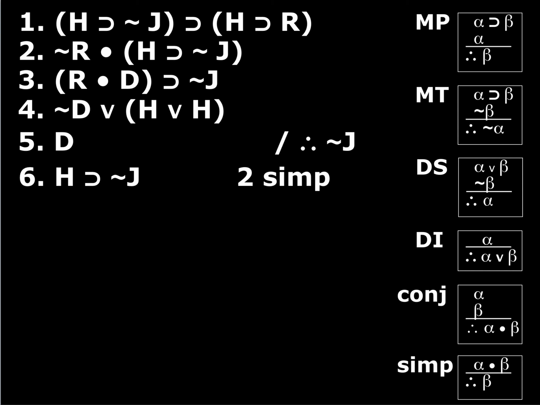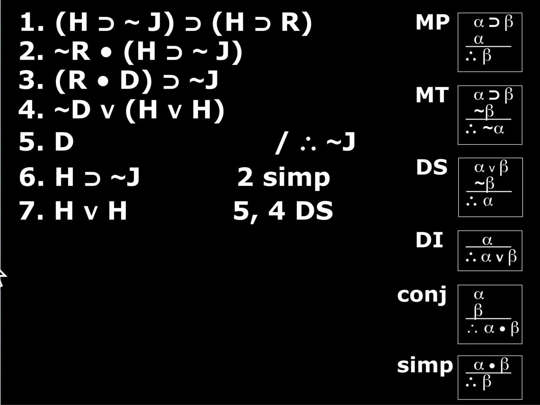I'm going to go ahead and simplify this second conjunct. And the reason is that I see that this is the antecedent of that conditional. So now if I simplify this off, I can do modus ponens to get if H then R, which I'm going to do in a minute. First, though, I'm going to go ahead and do my DS here that I spotted that I could do. I'm going to go ahead and do that.